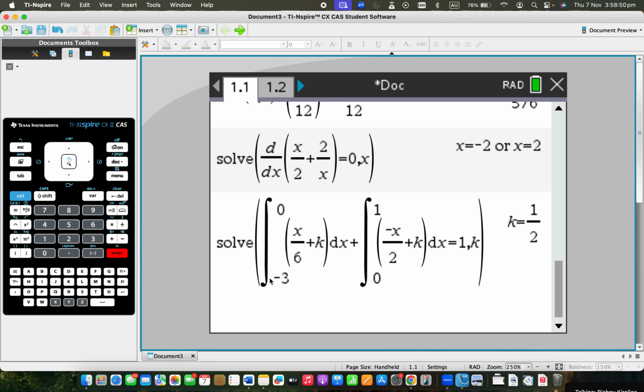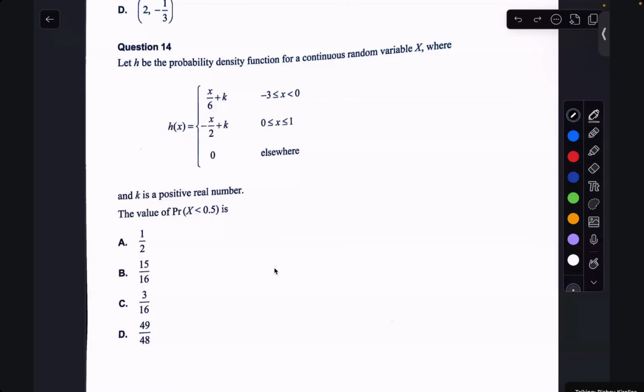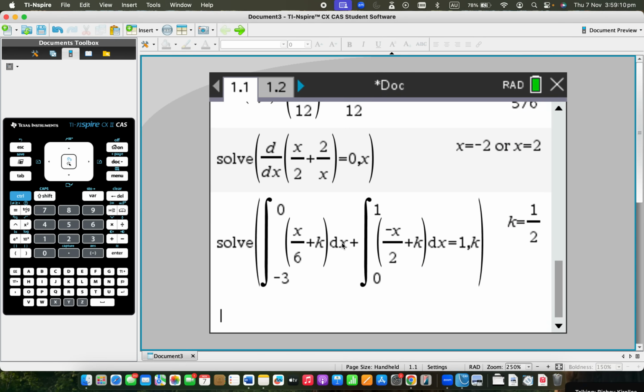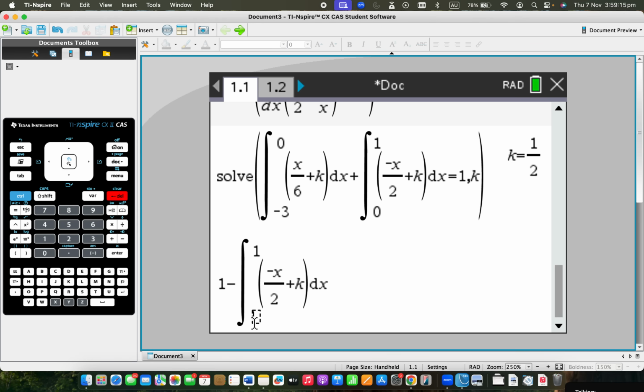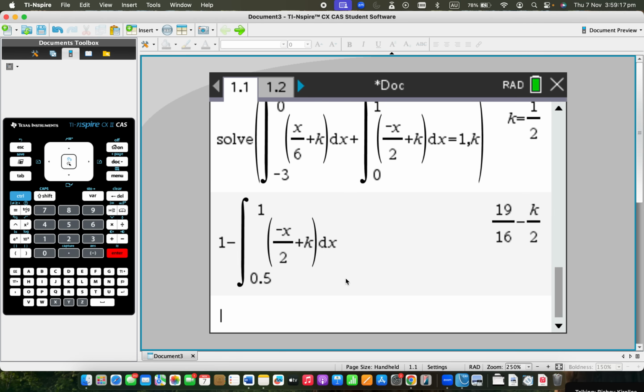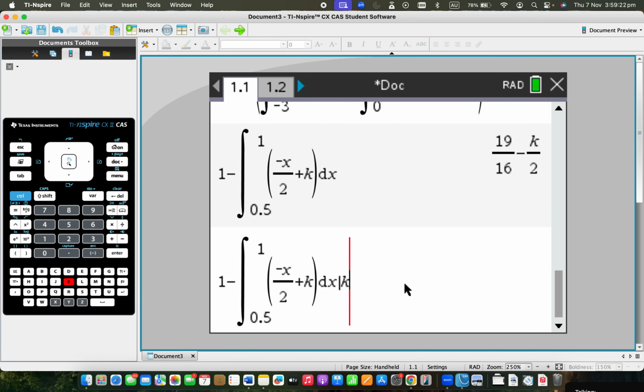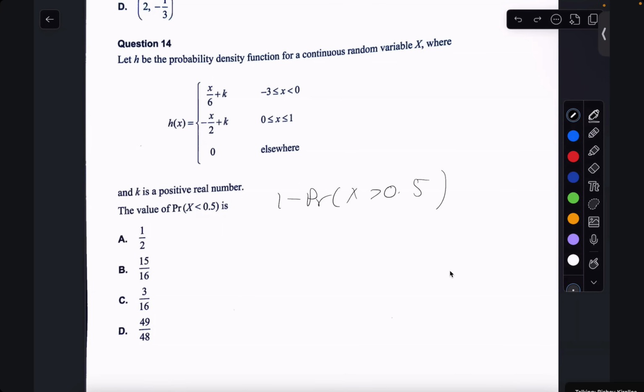So k is a half, and then we want to know the probability that x is less than 0.5. Well, if you do less than 0.5, you're going to need to use the two integrals. But if you do 1 minus the probability that x is greater than 0.5, you only have to use that. So we can do 1 minus the integral from 0.5 to 1 of the second. Sorry, I need to put k as a half. So that's 15 on 16.